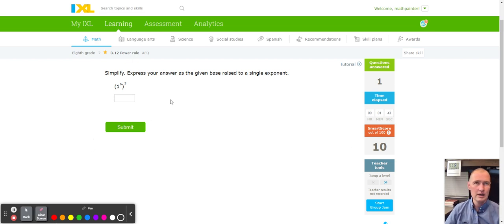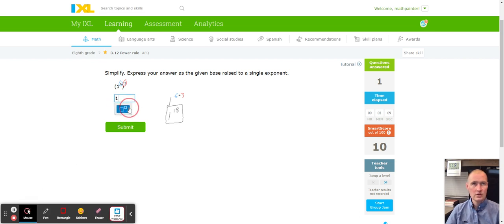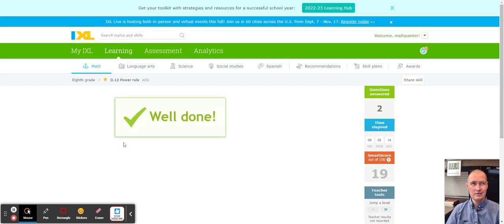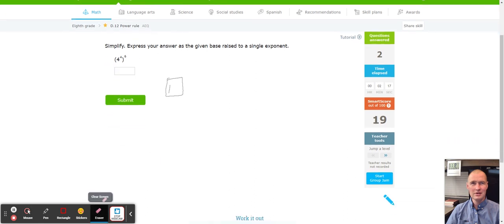So what we got is 1, 6, multiply, and again, the rule here is multiply 3. So then what happens here is we got 1, and 6 times 3 is 18. So we're going to put 1 to the 18th power. Wow, look at us go. We're doing fabulous on this IXL. All right, here we go.